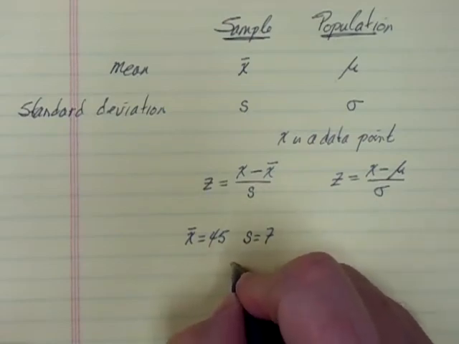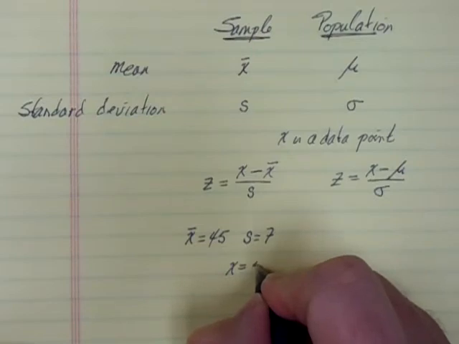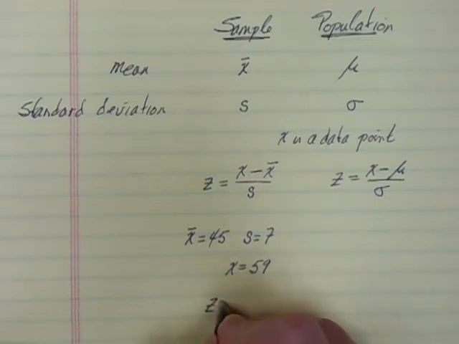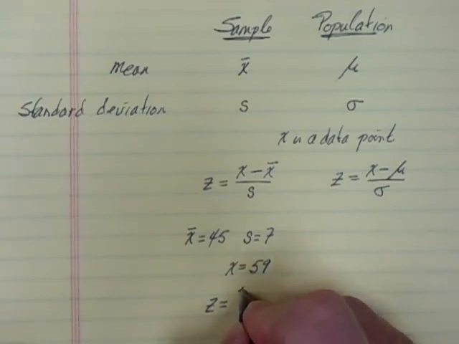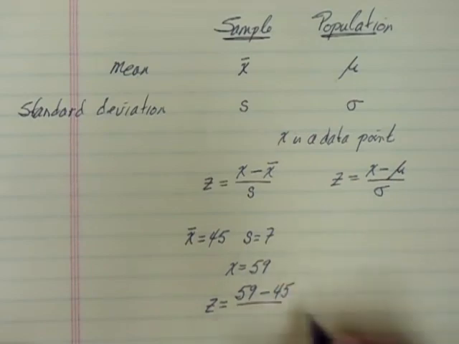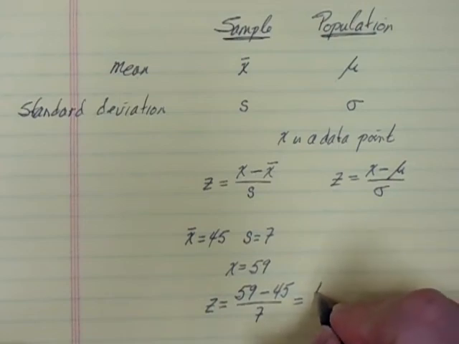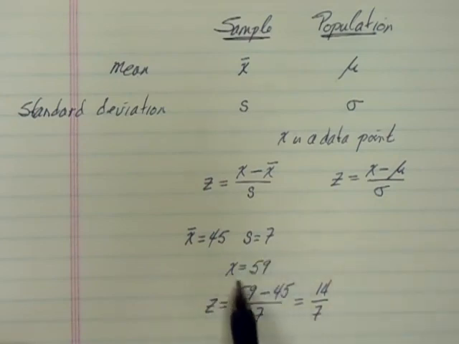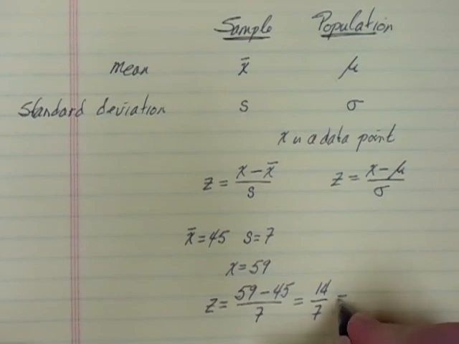Now, if we're looking at a particular x value, let's say we're looking at the value 59, and we want to find out what its z-score is. The z-score for that will be the x value minus the mean divided by the standard deviation. So in this case, 59 minus 45, let's see, that's 14, divided by 7. So the z-score for 59 in this data set is 2.